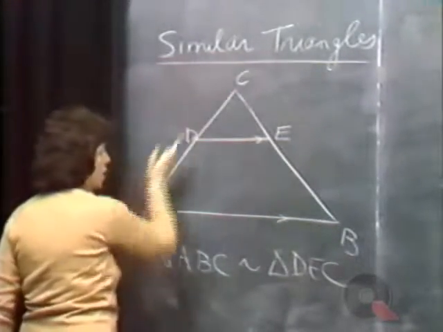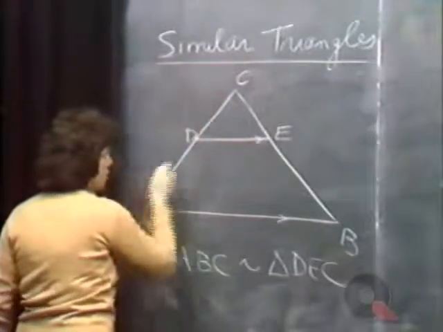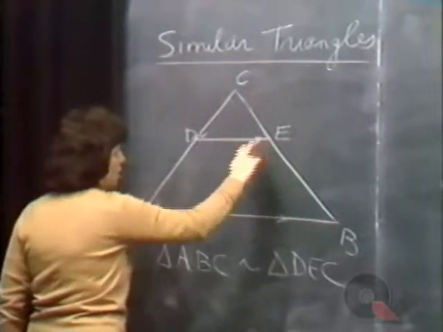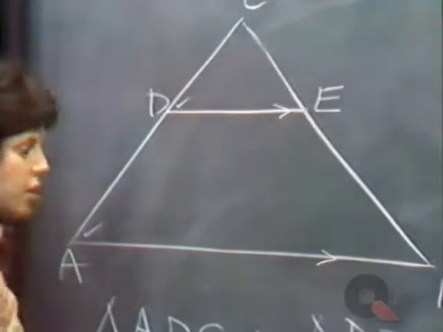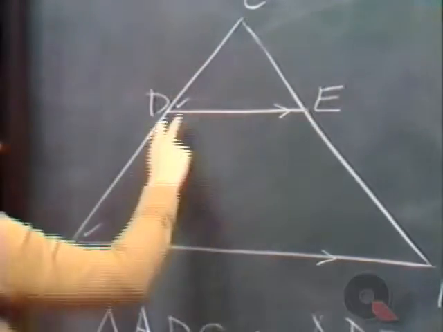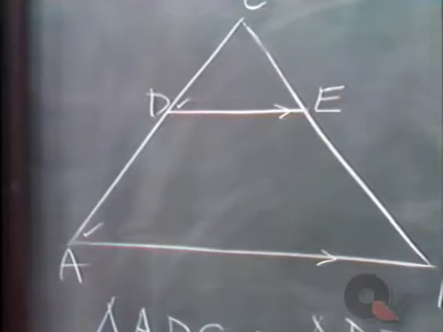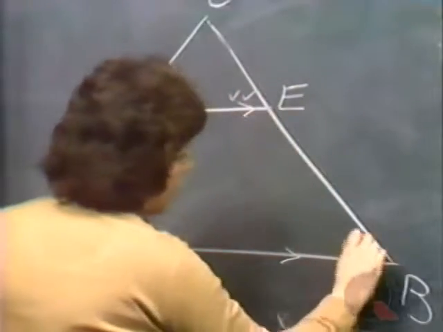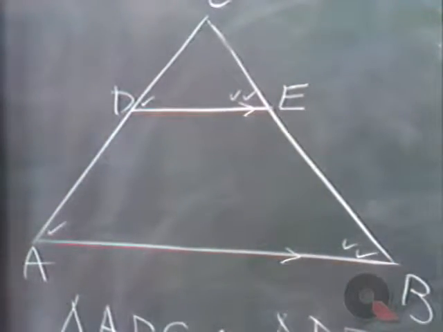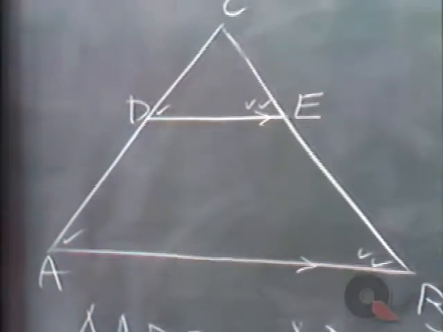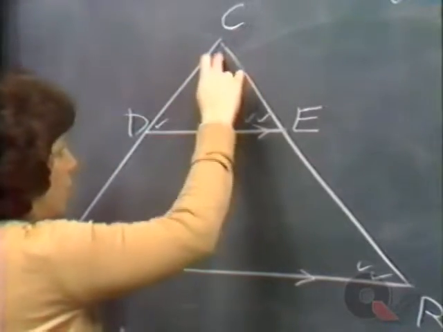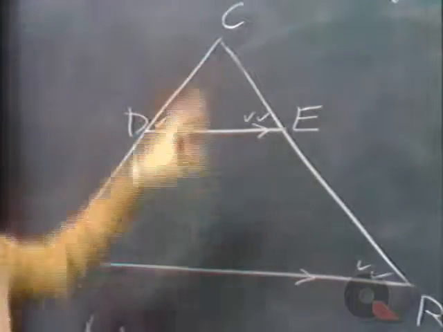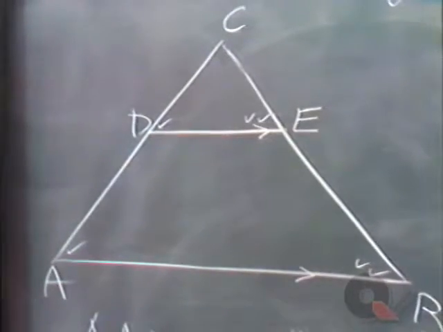Think of this side of the triangle as being a transversal. Parallel lines cut by a transversal, the corresponding angles are equal. And that is angle CDE is equal to angle CAB. On the other side as well, parallel lines cut by a transversal, this angle equals that angle. And obviously angle C, which appears in both triangles, is equal to itself. So we have all three angles in one triangle equal respectively to the three angles in the other triangle. So these triangles are certainly similar.